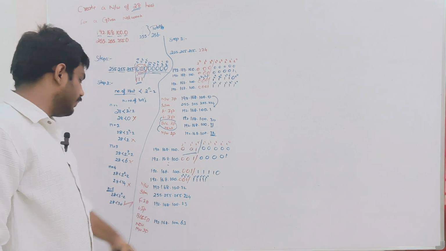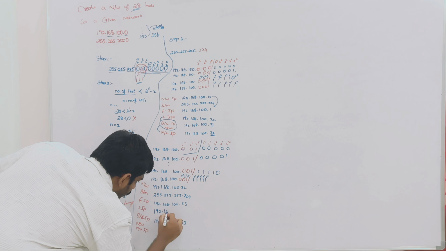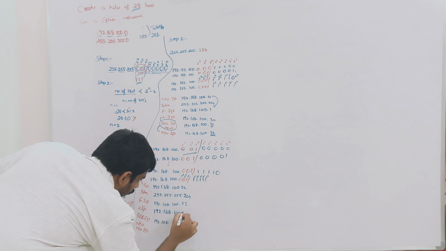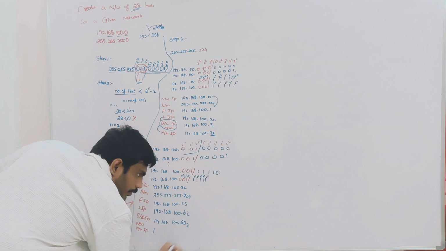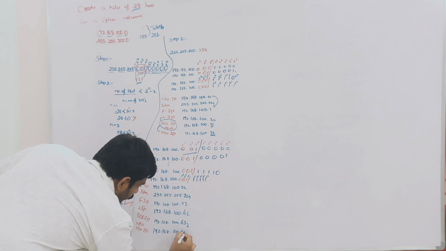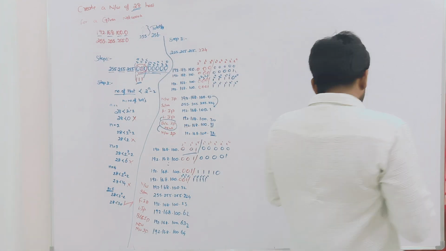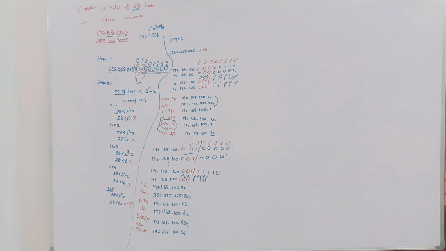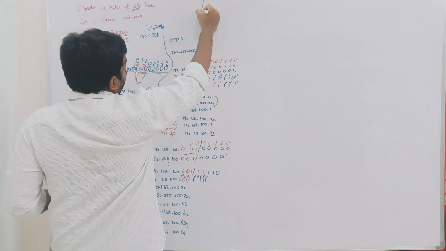Before the broadcast IP will be your last IP, so 192.168.100.62. After the broadcast IP will be your new network IP, which is 192.168.100.64. 64 will be your new network IP. Now we move on to the next network.